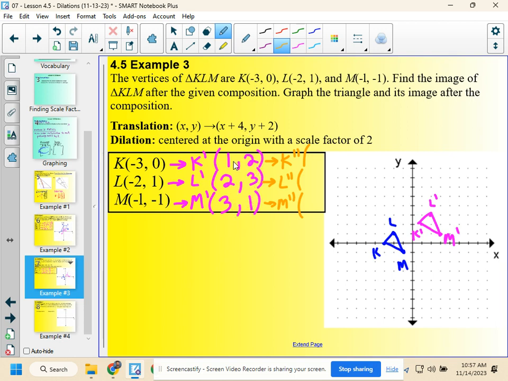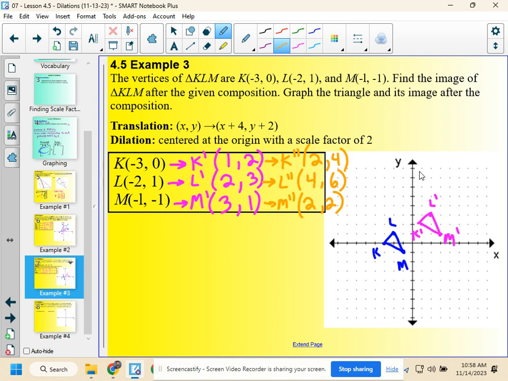So let's do it. 1 times 2, 2 times 2, 2 times 2, 3 times 2, 3 times 2, 1 times 2. Great. Awesome. There it is. Let's plot it. Let's graph it. We can tell because the K is bigger than 1, so this should be an enlargement. This triangle is going to get bigger.